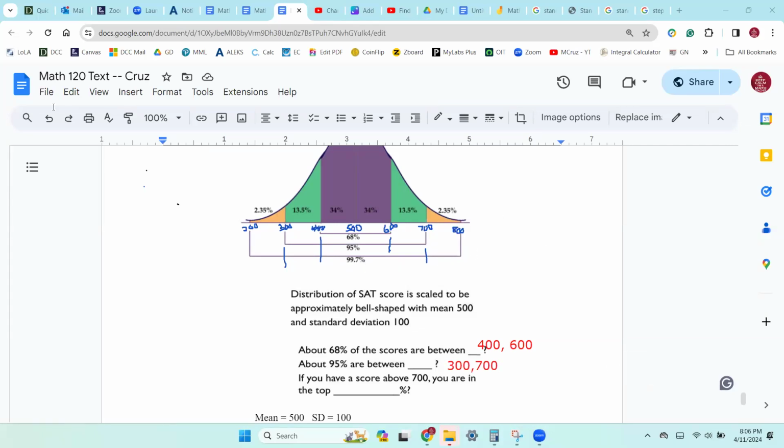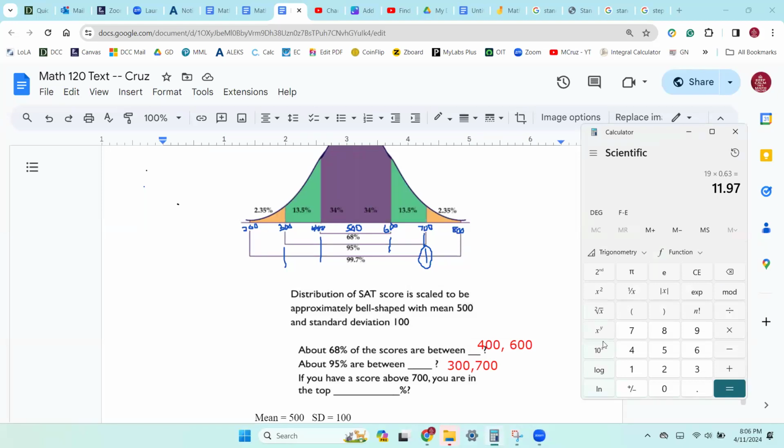And the last question is, if we have a score of 700, in other words, if we're right here, we are in the top what percentile? That's what that's asking, the top percent. Well, there are 2 different ways to do it. We can add all of these up here, or we can use our complement rule. And I'll do that real quick with the calculator, and we'll pretty much be done with it.